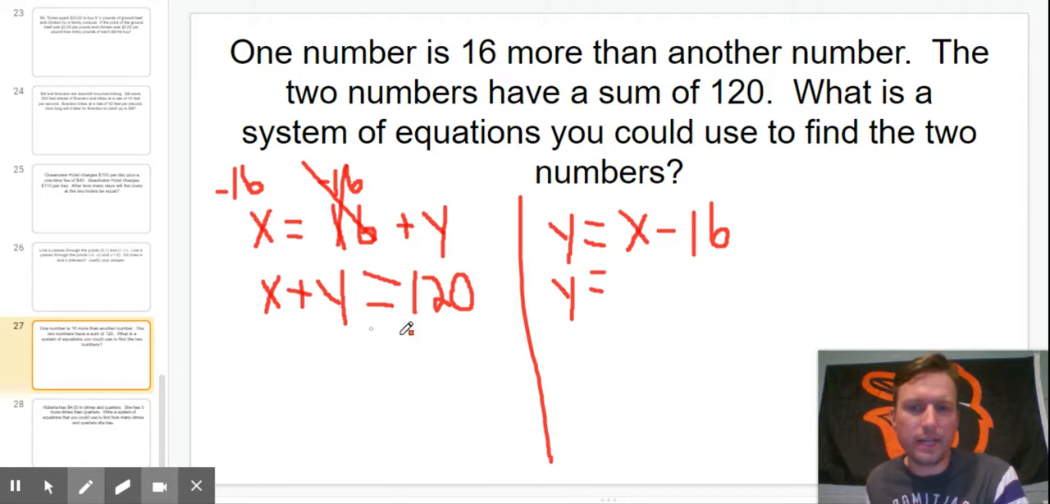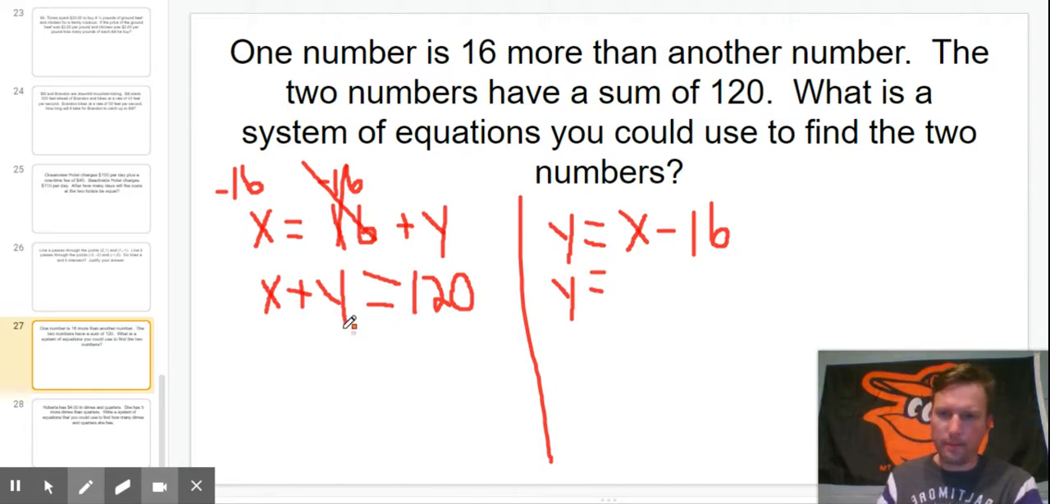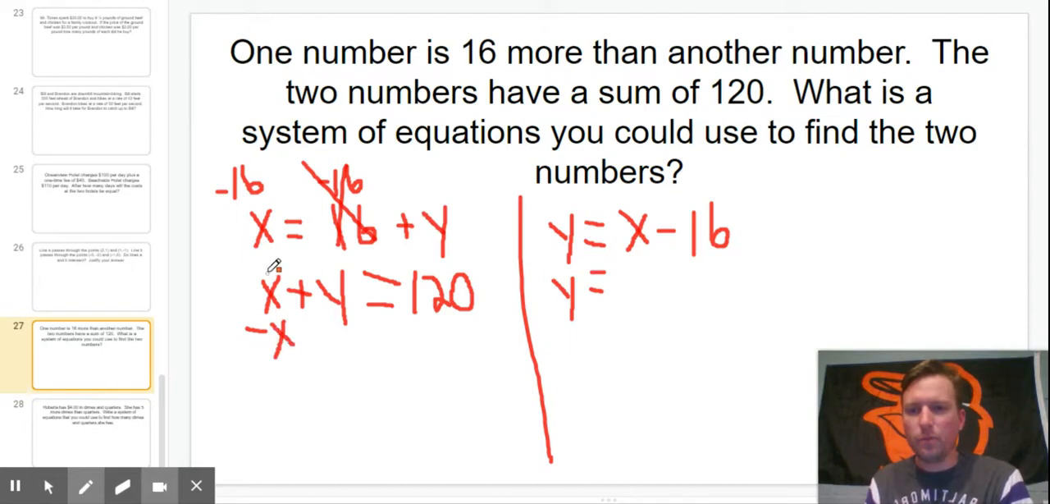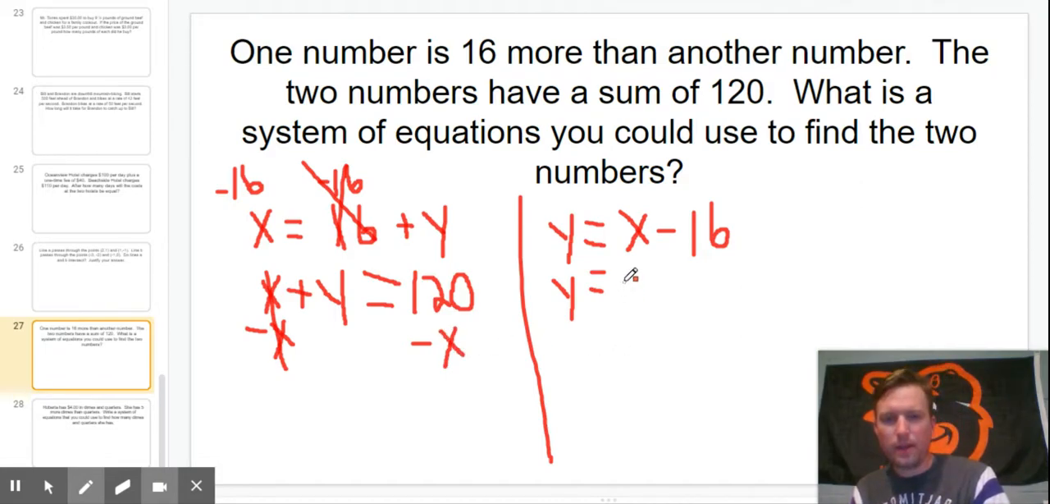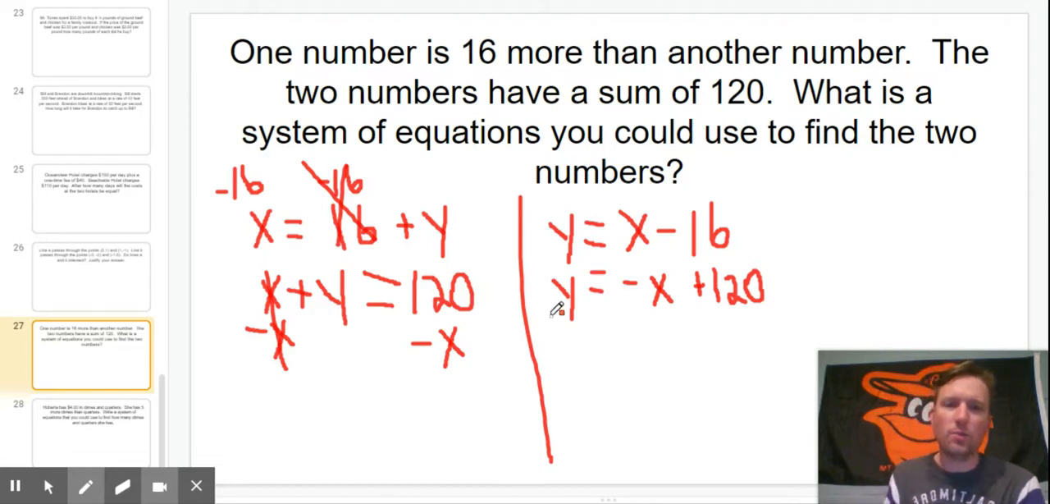Can we rearrange this equation so that it's rewritten as y equals? Sure, we can. Same thing. We subtract x on both sides, that cancels this out. We subtract x on this side. And what we're left with is negative x plus 120. So what we just did is we wrote equivalent equations as well.